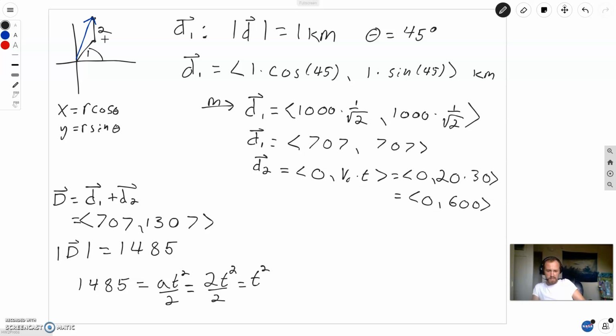So now I can solve for the time that it took you to get there. The time for you equals the square root of 1485, which equals 38.5 seconds.